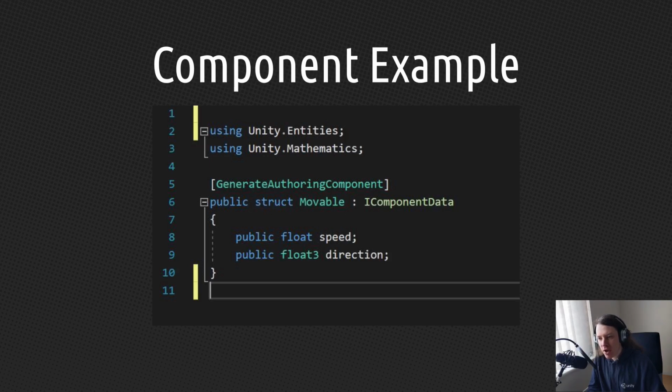So you can see on the component, firstly, we're using the Unity.Entities namespace. We're also using Unity.Mathematics, but we'll go into those later. So our component is not a class, but rather a struct, and it implements IComponentData. Our movable component here has a public float and a public float3, and these are blittable types. You'll also note that our component has a GenerateAuthoringComponent tag, and we'll get into what that does later.